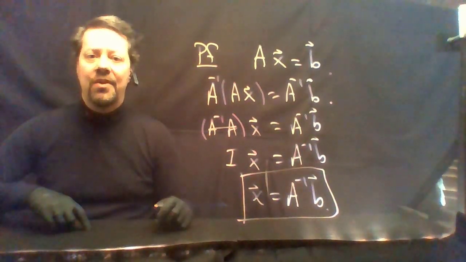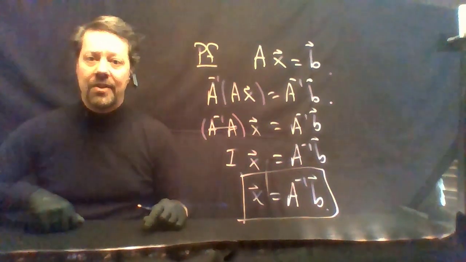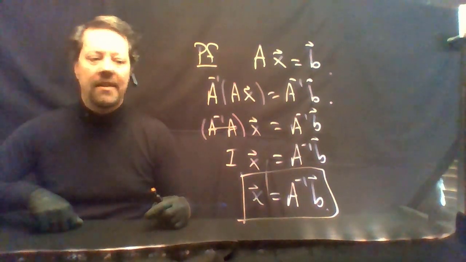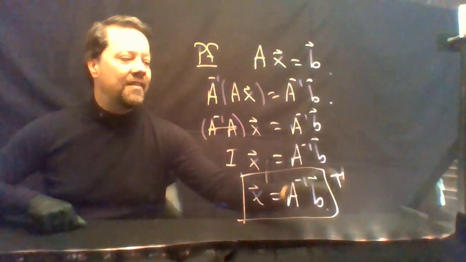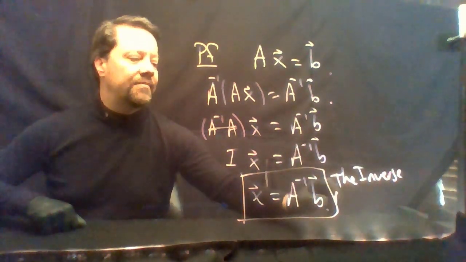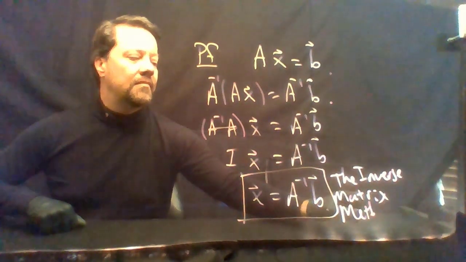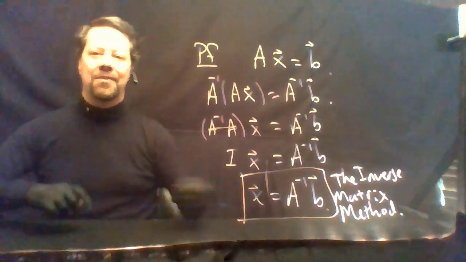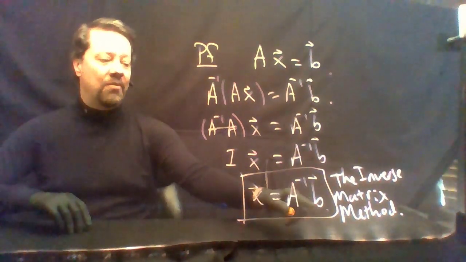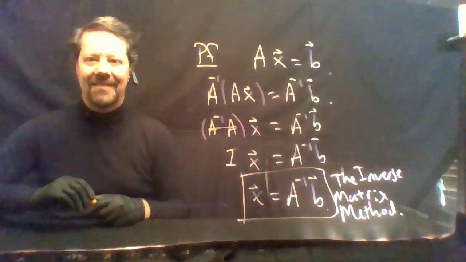This gives us a new method for solving systems of equations. So far we've talked about Gaussian elimination with backward substitution and also Gauss-Jordan elimination. Now we have the inverse matrix method for solving systems of equations. We simply take the right-hand side, multiply it on the left by the inverse matrix. Let's do this.